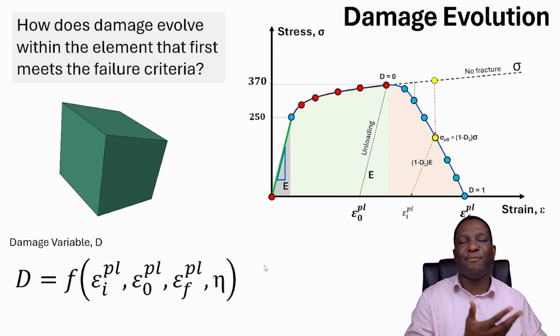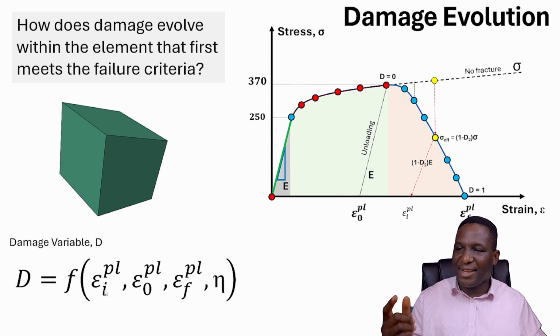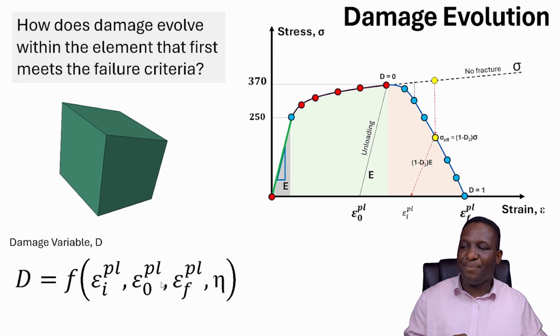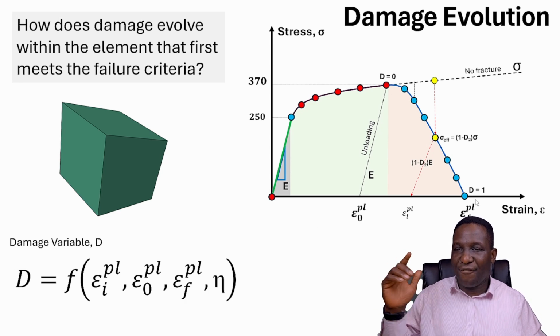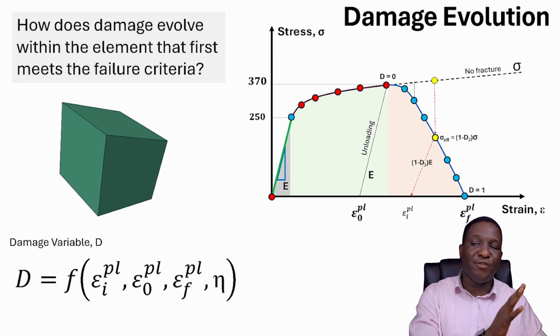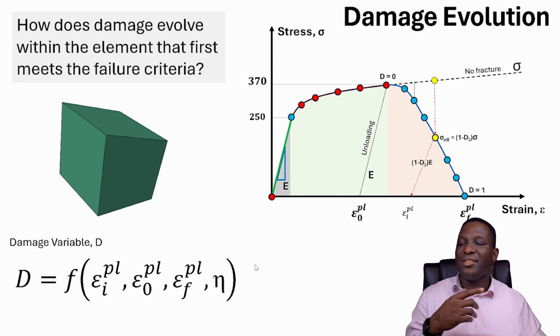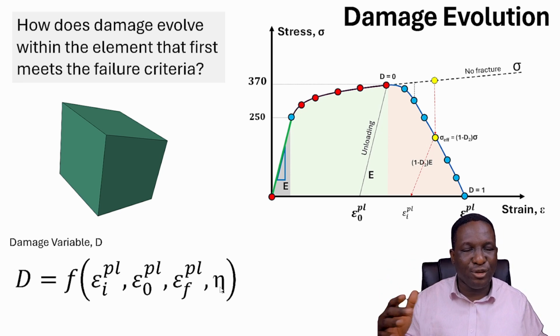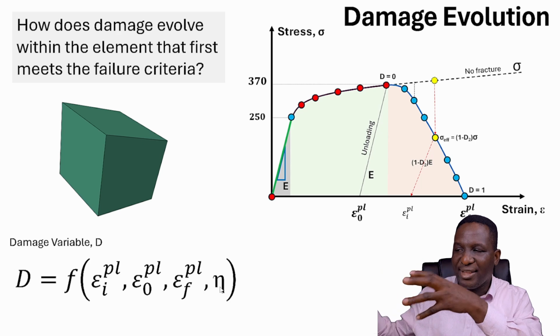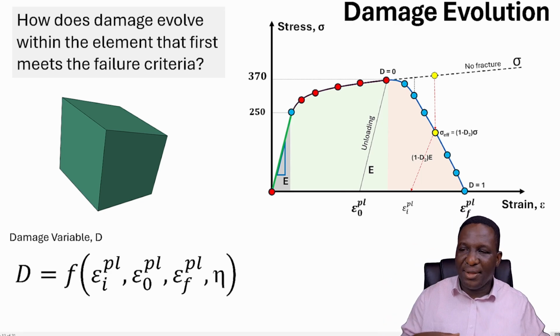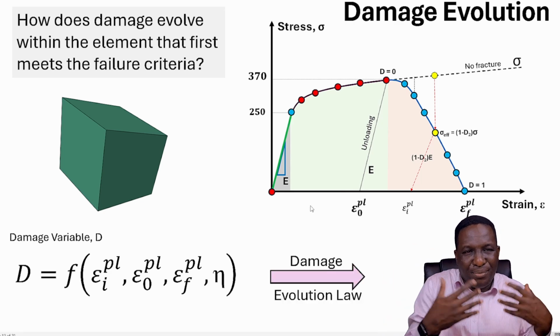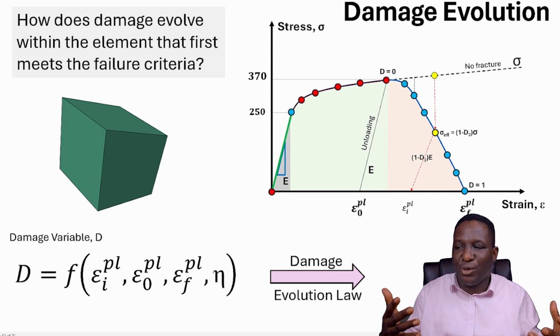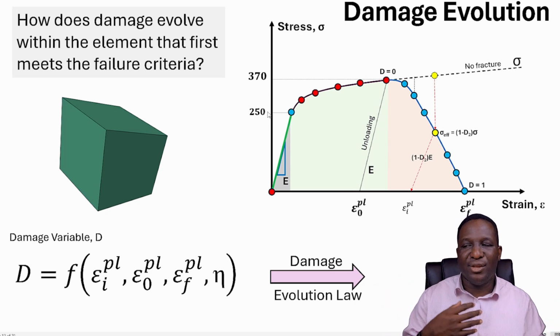It's dependent on a lot of parameters. The current plastic strain, which is the strain at this point, the reference plastic strain in the elastically unloaded state at the initial point, which is this, the fracture strain of the material, which is the point of total damage, and then the stress triaxiality term. So there are different equations that you can use to connect D to all these parameters. And the implication of that is that there has to be an evolution law, a damage evolution law that connects all those terms to D.